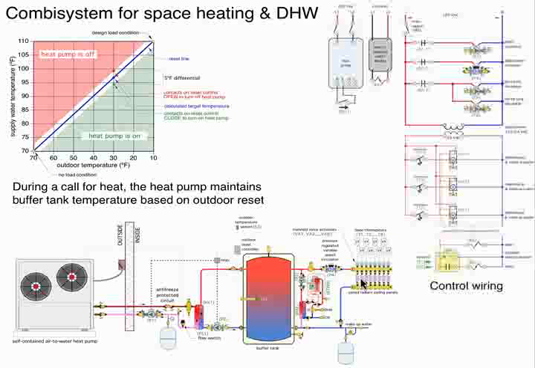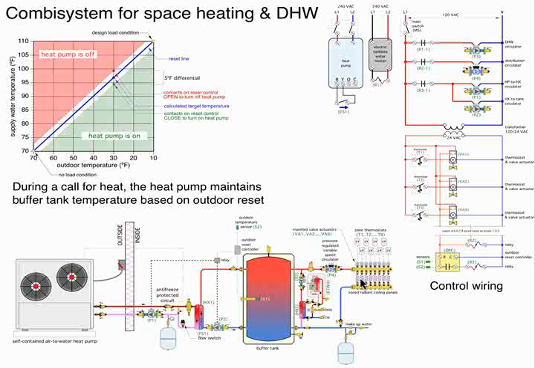Now, here is a Combisystem. By Combisystem, I mean we're producing space heating and domestic hot water. I'm starting out here on the left with a self-contained air-to-water heat pump. We're going to assume it's set up with an antifreeze solution between an internal brazed plate heat exchanger and the outdoor unit. So you see the standard trim here. We have combined air, dirt separator, flow switch, circulator, purge valves, isolation valves out here if we ever have to remove that unit. We have a separate circulator that takes the heat into the buffer tank.